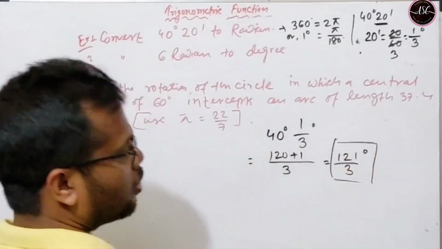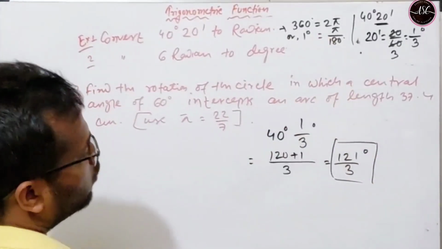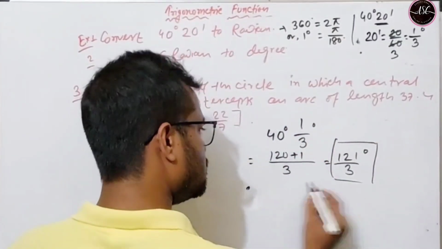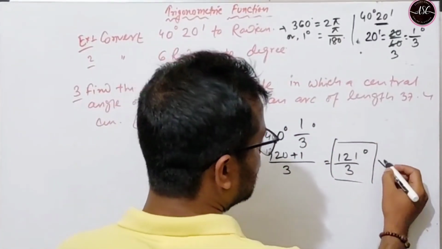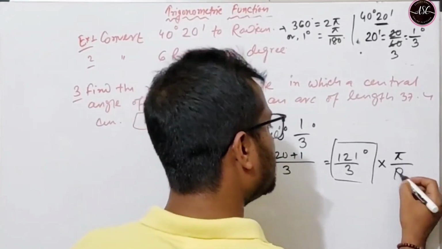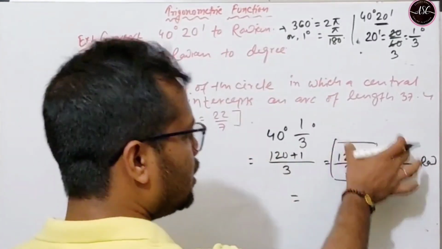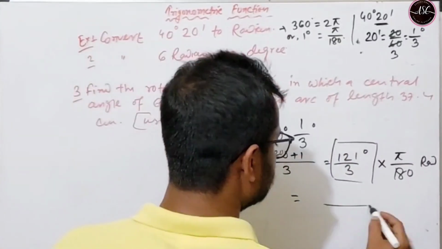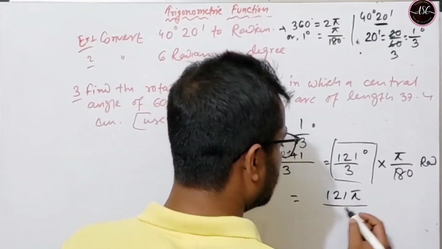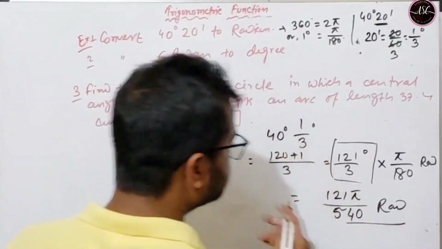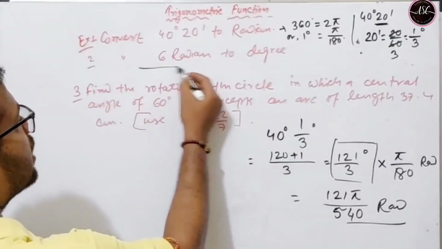Now we convert this degree to radian. We have 1 degree equal to pi by 180. So this degree into pi by 180 is the value of radian. Now simplifying this, we get 121 pi by 540 radian.